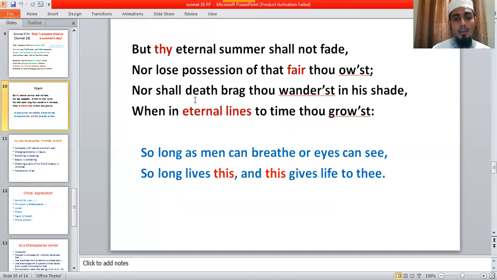Why does death fail to destroy his friend's beauty? Because "when in eternal lines to time thou grow'st." He gives immortality to his friend's charming beauty with his eternal lines. Eternal lines means this sonnet. This is a piece of art. These two lines give the permanency of art, the supremacy of art over life. Art is permanent. Art can give life permanency. Art can make life immortal.